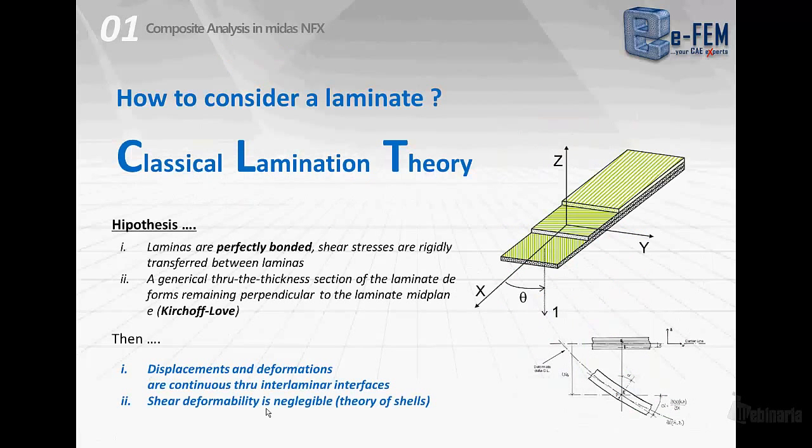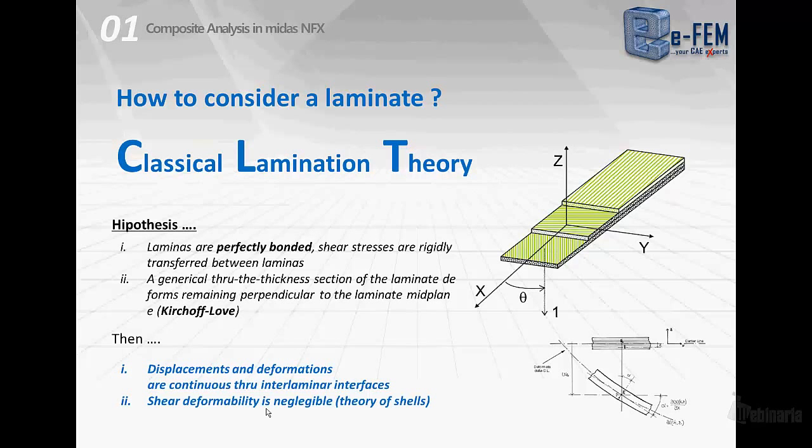How to consider then a laminate? We need to use the classical lamination theory, also called the CLT. The hypotheses at the background of the classical lamination theory are the following two. Laminas are perfectly bonded together, so shear stresses are rigidly transferred between laminas, and a generic through-the-thickness section of the laminate deforms remaining perpendicular to the laminate midplane. This is also known as the Kirchhoff assumption or behavior.